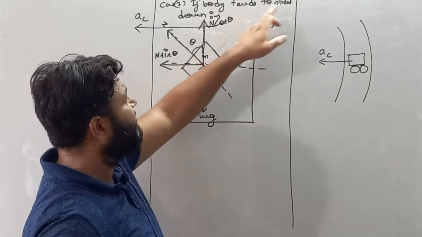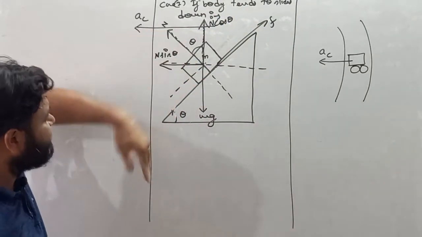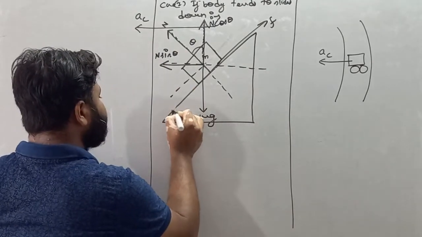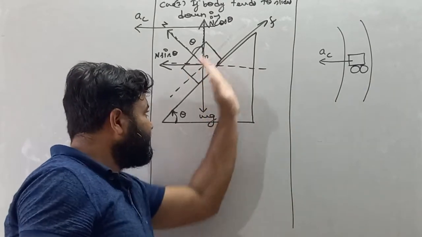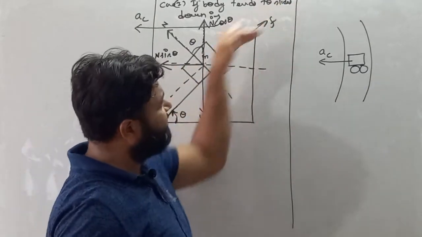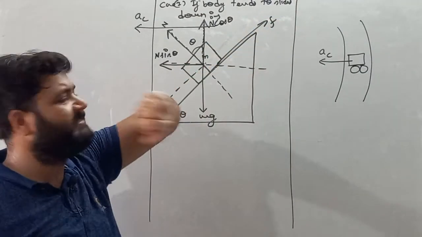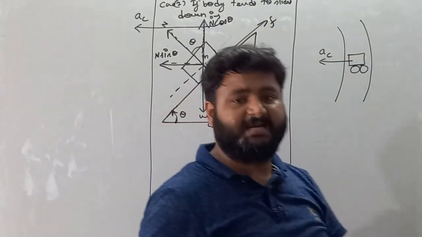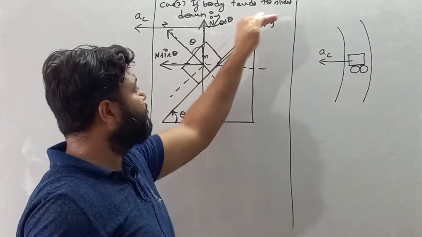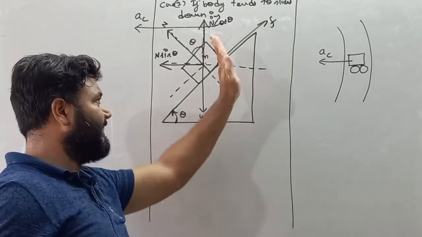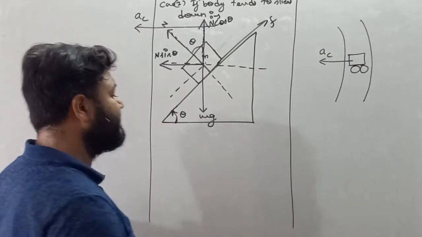In this situation, if the body tends to slide down, then it is obvious that the direction of friction is opposite to the direction of motion. So the direction of motion is downward, so the direction of friction must be upward. So remember this: if the body tends to slide down on a banked road, then the direction of friction must be opposite to the direction of motion. Sliding down, opposite to the direction of motion, means friction must be in this direction.